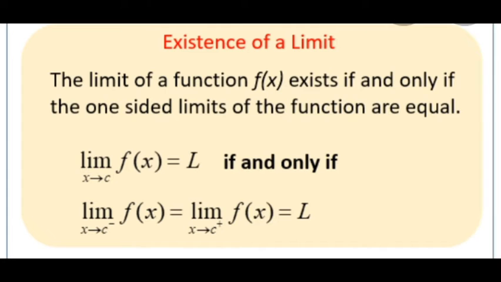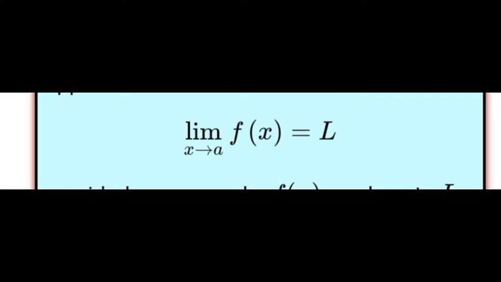And did you know the existence of limit? The limit of a function x exists if and only if the one-sided limits of the function are equal. What is the limit formula? Limits formula: let y equal function x as a function of x. If at a point x equal to a, function x takes an indeterminate form, then we can consider the values of the function which are very near to a.